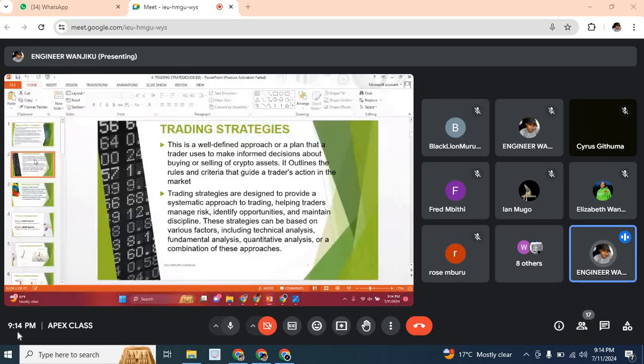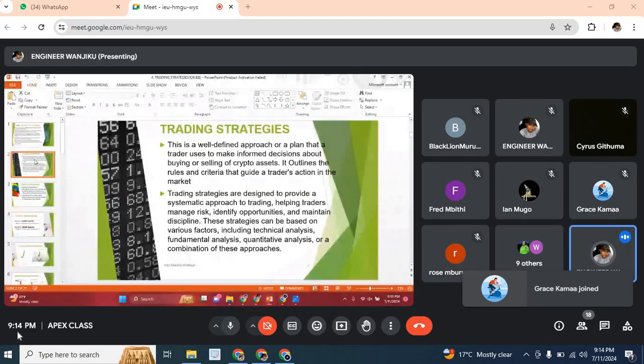It's like a plan that you follow daily, and it informs your decision about buying or selling a crypto asset. We have strategies like smart money concept, which is what we are covering. We have price action. We have traders that use indicators and many other types of trading strategies. There are over 100. We have the Elliott waves and many others. But in this class, we're going to learn about smart money concept, the SMC.